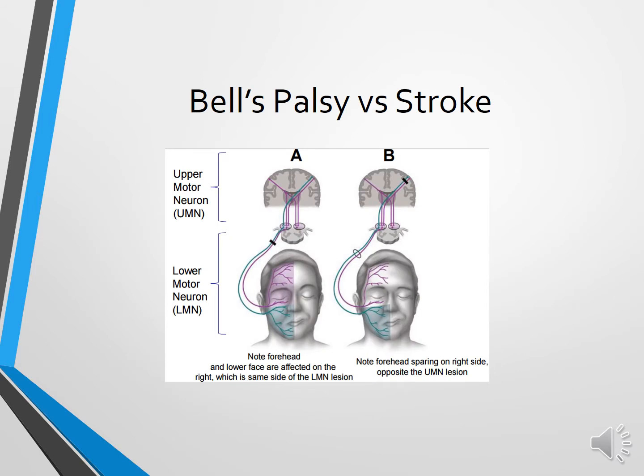This is review material from materials that have been presented before, and we've also talked about it a bit on the podcast. But when you're distinguishing between Bell's palsy and stroke, a key area to look at would be the forehead. So if it is a stroke, the forehead area is going to be spared, versus Bell's palsy, where that entire side of the face is going to be involved.